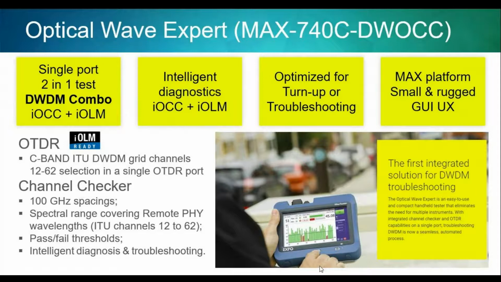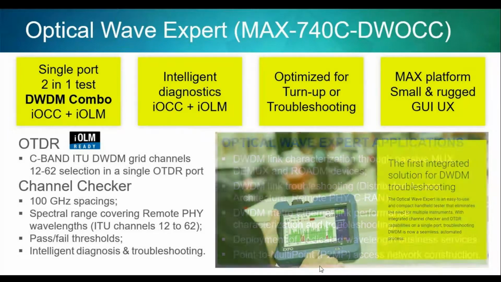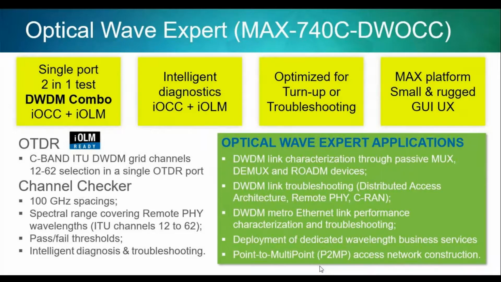And you can define pass-fail thresholds for all the diagnostics. As this is a new product, we're adding more features to provide more intelligence and link between the actual channel checker and the OTDR IOLM application. In terms of the different applications: DWDM link characterization to the muxes, DMUXes, and the ROADMs; link troubleshooting at the DAA, the remote PHY, or the CRAN, as I mentioned; and the newer Metro Ethernet links based on DWDM, to be able to characterize the performance of the link.